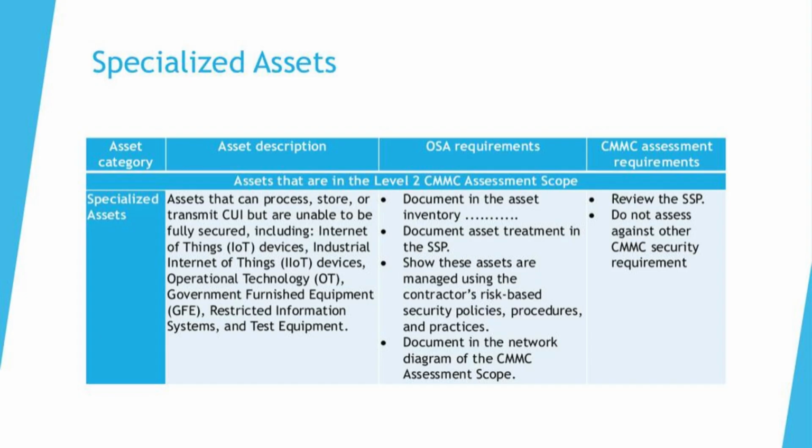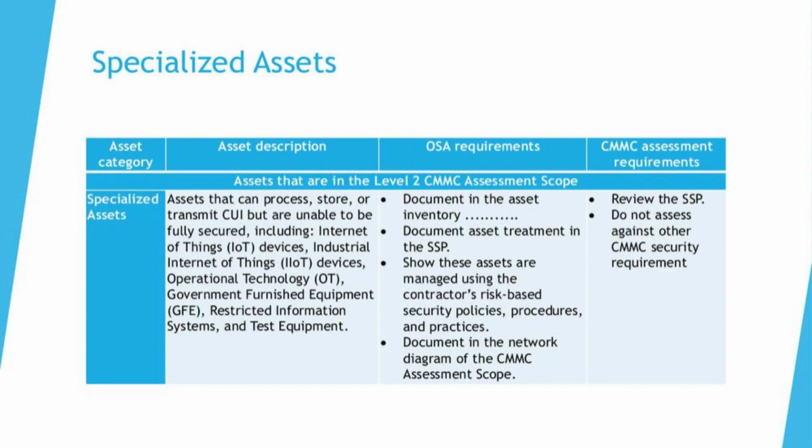Exactly. This isn't about saving money by avoiding segmentation. It's about dealing with assets that do handle CUI, but for technical reasons simply cannot be fully secured to meet all 110 CMMC controls. What kind of systems fall into this bucket?